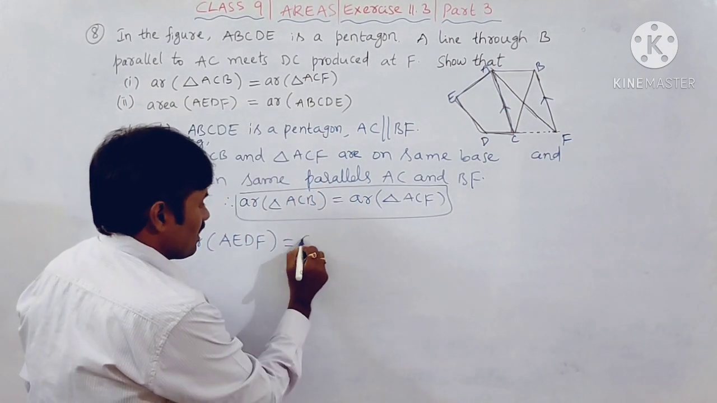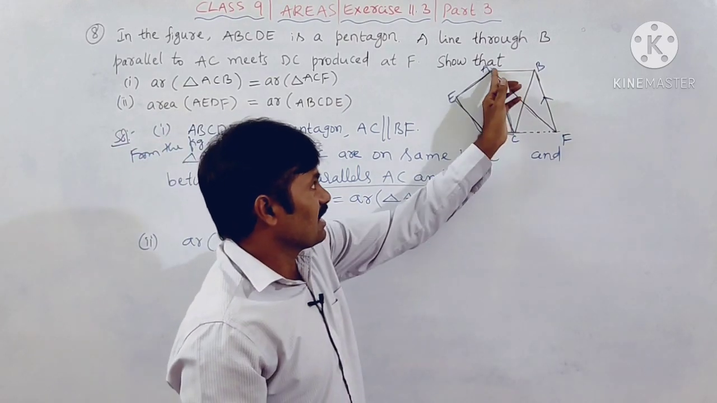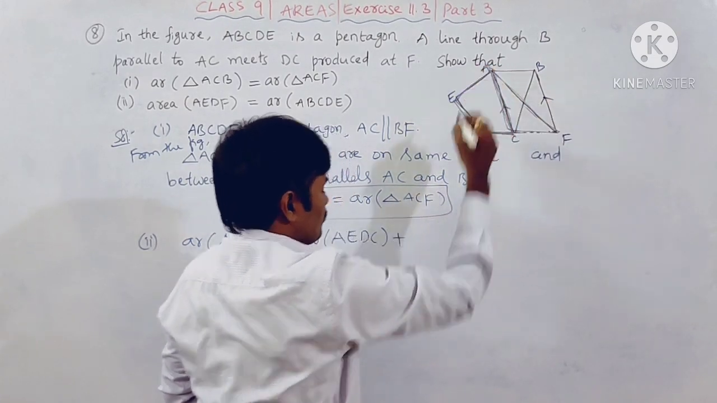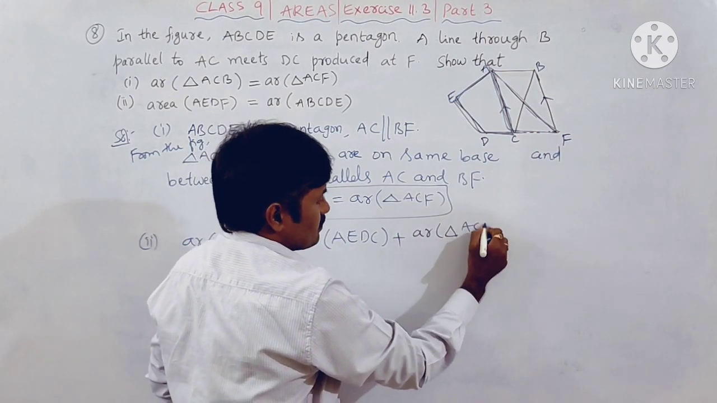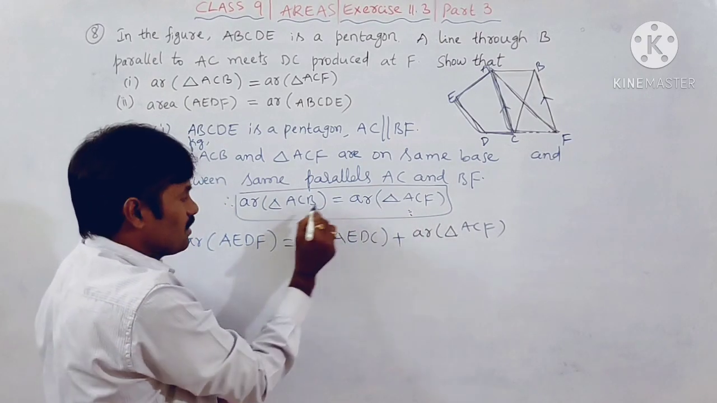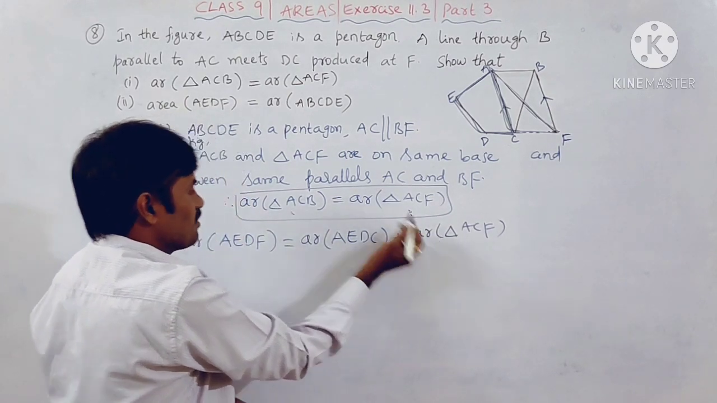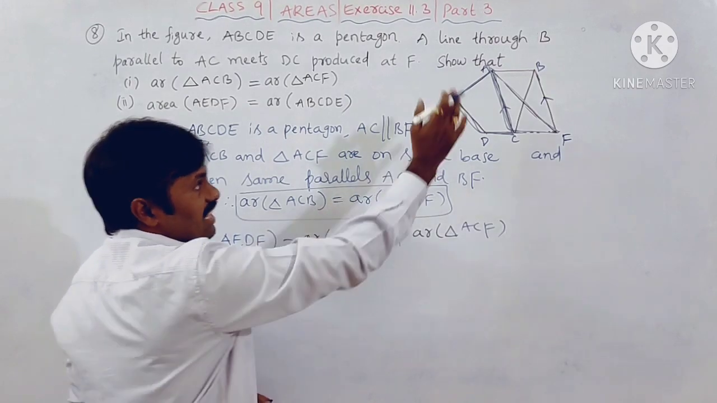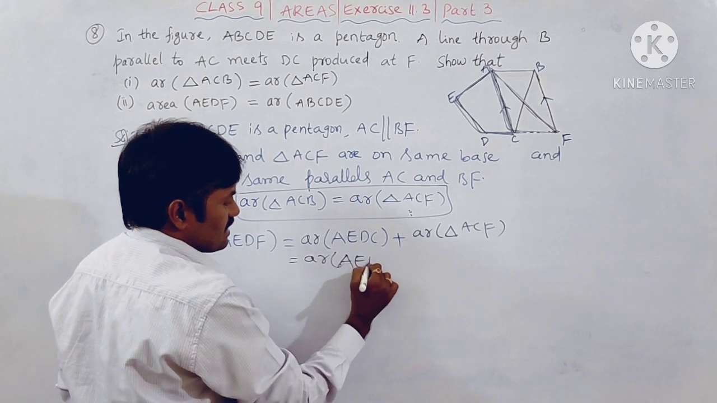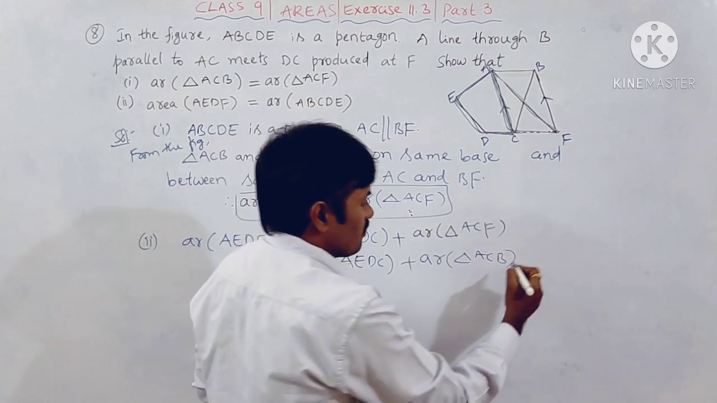So it can be written as area of quadrilateral AEDC plus area of triangle ACF. Am I correct? But we proved in the first part that area of triangle ACF is equal to area of triangle ACB. So this area of triangle ACF can be replaced by area of triangle ACB, since these two are equal in area, already proved above. So, AEDC plus area of triangle ACB, since from 1 we can write this.